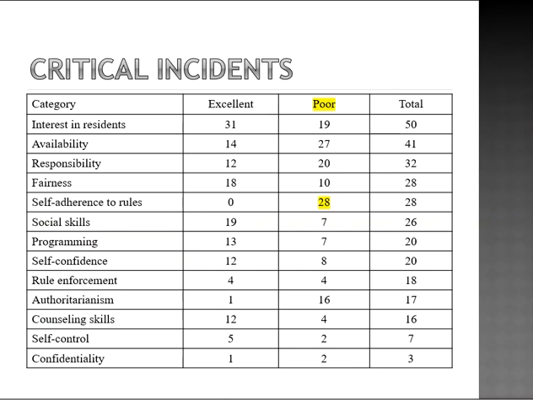In these critical incidents we see here, we have the categories: interest in residence, availability, responsibility, fairness, self-adherence to rules, social skills, programming, and so on. They are broken down into two columns: excellent examples of critical incidents and poor examples. Really, the easiest thing to do is to ask where the poor examples are. The highest one we see here is self-adherence to rules, with 28 critical incidents on that alone, but no examples for excellent. Therefore, this is probably one of the areas that needs some training, followed by potentially availability. So this gives us a really good idea of what the needs are out there. And that's what this has all been about: what are the needs? And these are ways that we can determine some of the needs for training.